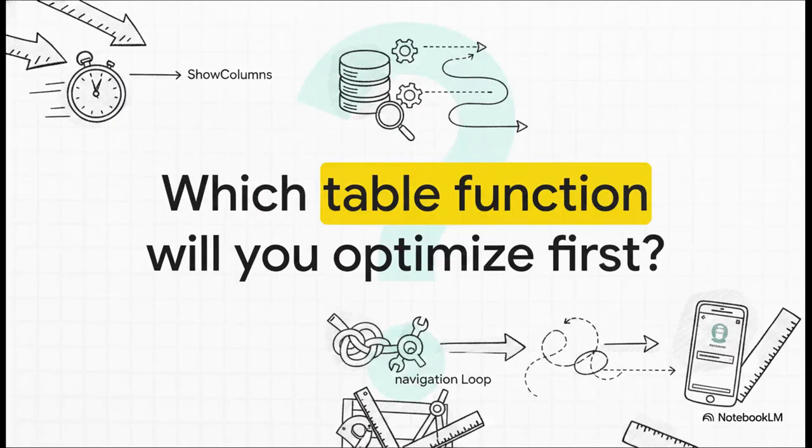So I'm going to leave you with this thought. Which Power Apps table function will you optimize first? Will you jump right in and add show columns to speed up your galleries? Or are you going to go fix that frustrating navigation loop right now? The tools are completely in your hands to build apps not just like a maker, but like an architect.